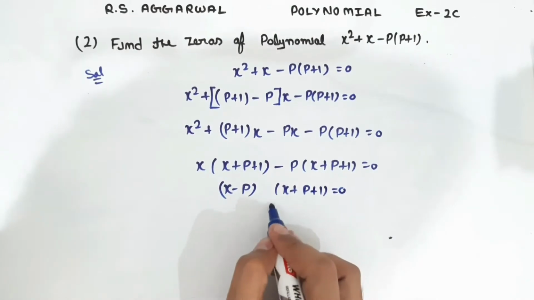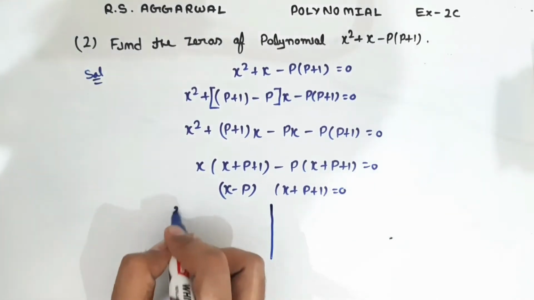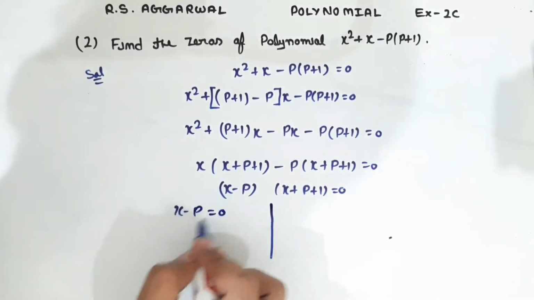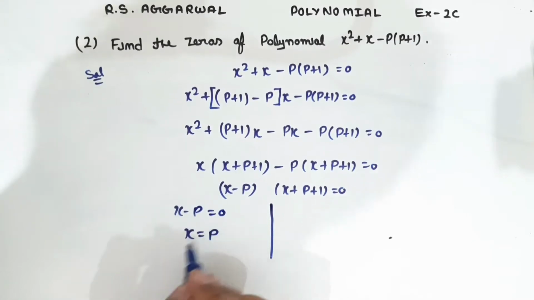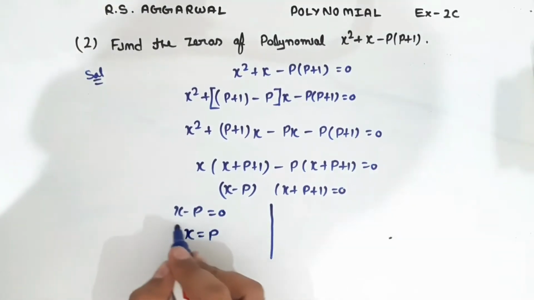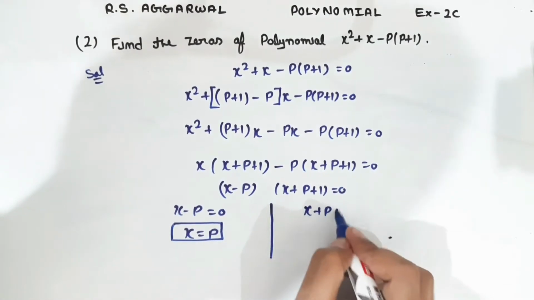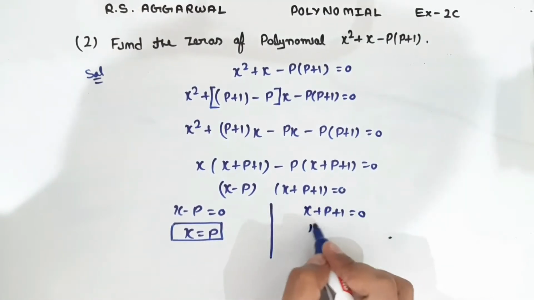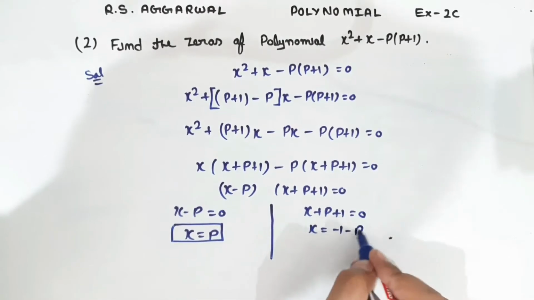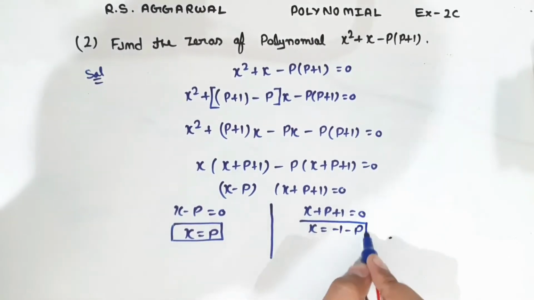So from here, when x minus p equals to 0, x will be p. This is our first zero. When x plus p plus 1 equals to 0, x will be minus 1 minus p. This is our other zero.